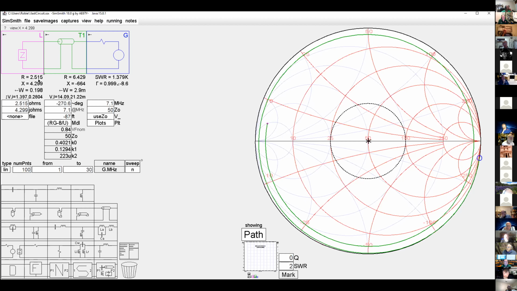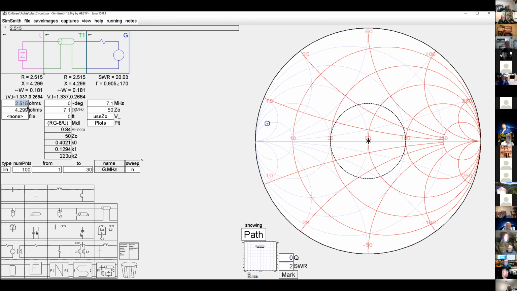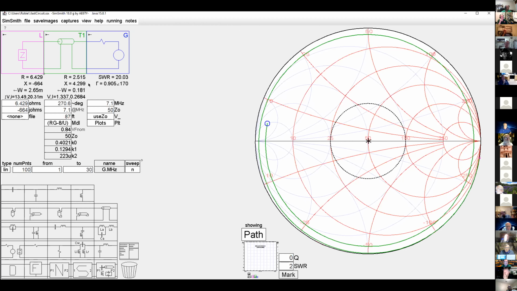So let's see. I'm going to make this 0 again, just for grins. Now I'm going to put in my real antenna values. So this was 6.429, right? Roby can never learn how to type. He'll do well. And then I said my reactance was minus 664, right? Now my transmission line here is 87 feet. So there comes out the numbers that I had before, the 2.515 and the 4.229, right?